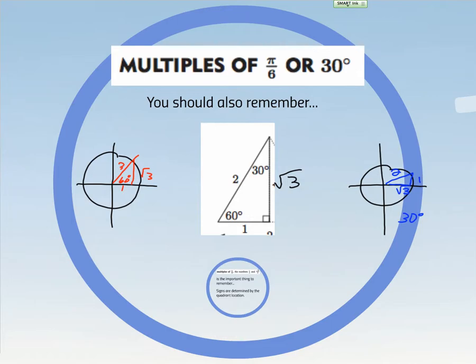So just like we talked about how you can do a sine, cosine, or tangent, we can do the same thing here. We should remember SOH CAH TOA.